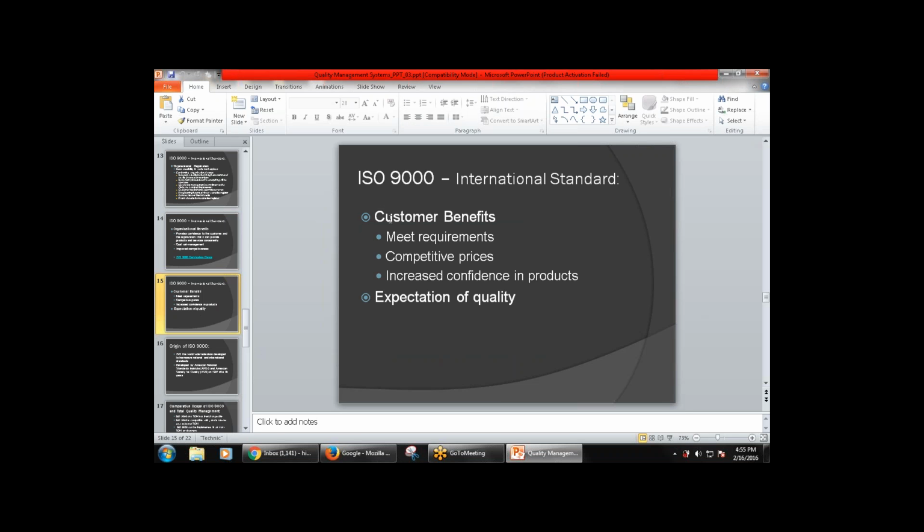Then what are the various customer benefits? That means benefits from the customer point of view of the ISO. First is to meet the requirements. Every requirement can be met with ISO 9000. Then competitive prices. Then there is increased confidence in the product among the customers. That is also a benefit of ISO 9000. And there are expectations of quality. That means the quality should be improved. That is also one of the main aims of the ISO 9000 standards.